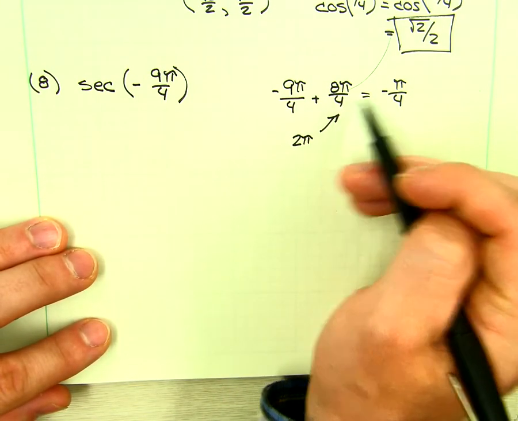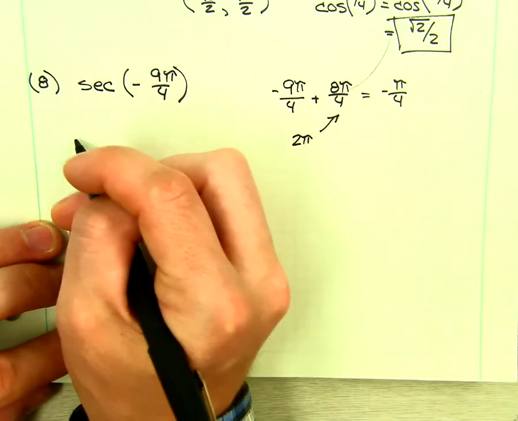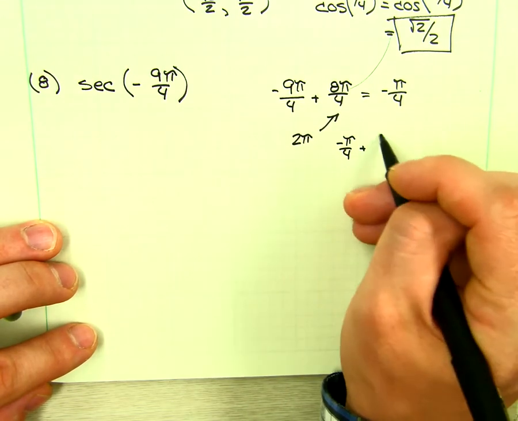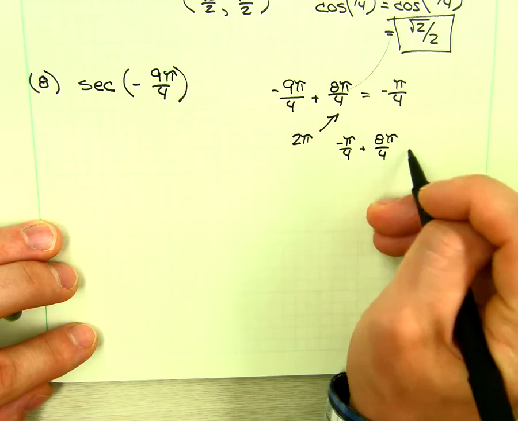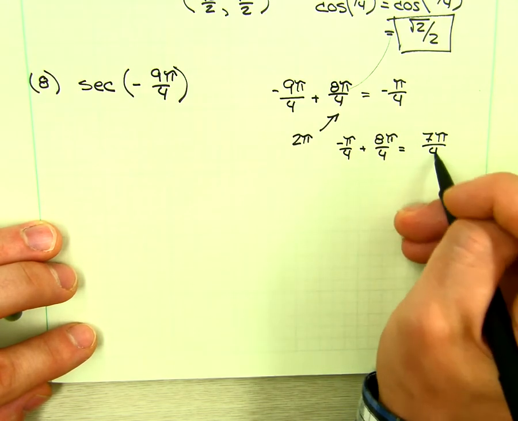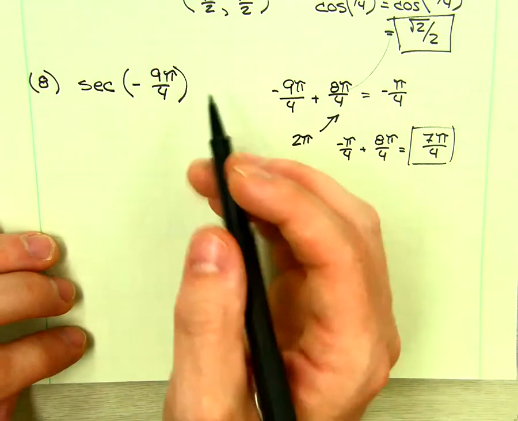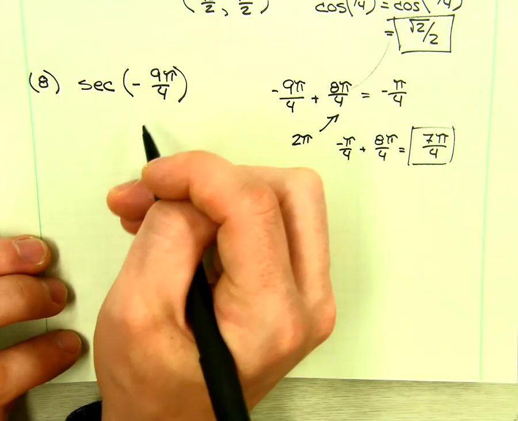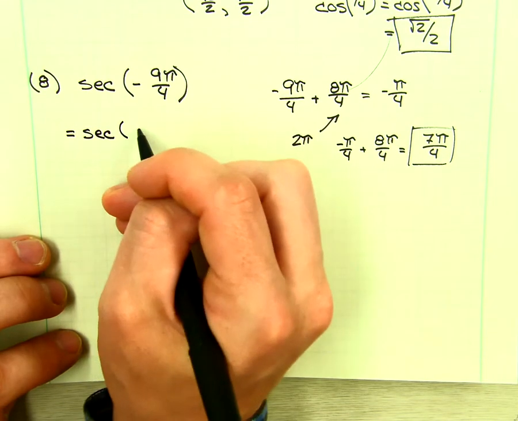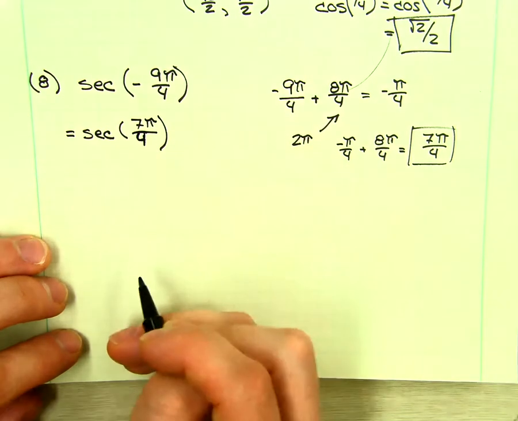Right? So I added 2 pi onto it, didn't quite get back into the positive range, so I'm going to add 2 pi onto it again. So I'm going to come over here and say negative pi over 4, add 2 pi, in this case 8 pi over 4, and this is going to be equal to 7 pi over 4. Now I'm looking pretty good. Okay, it's not my 100% correct answer, but I'm getting closer. So I can say the secant of negative 9 pi over 4 is going to be equal to the secant of 7 pi over 4. Boom.